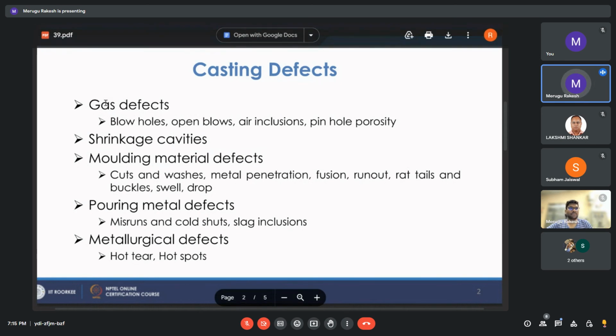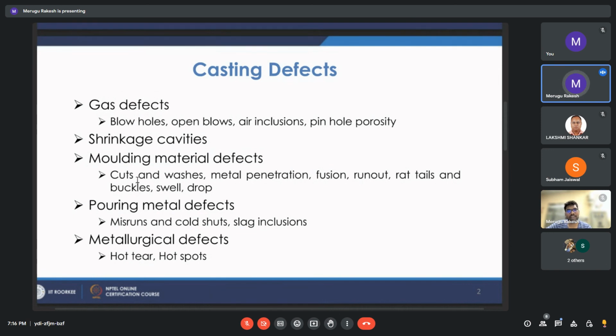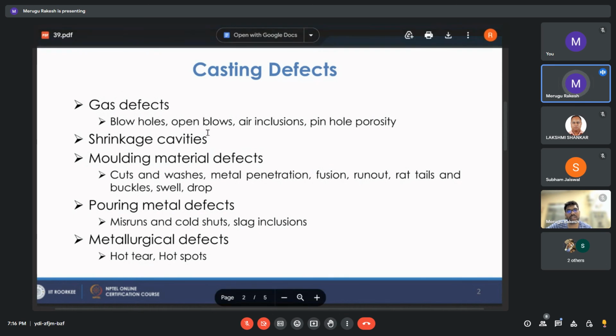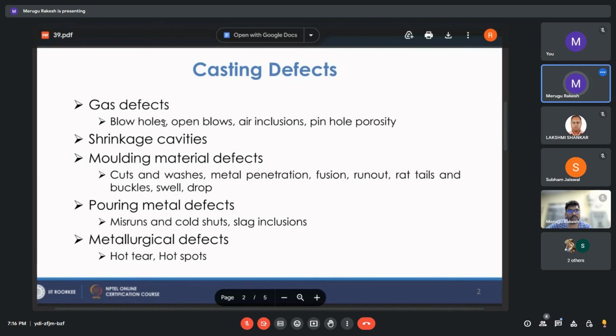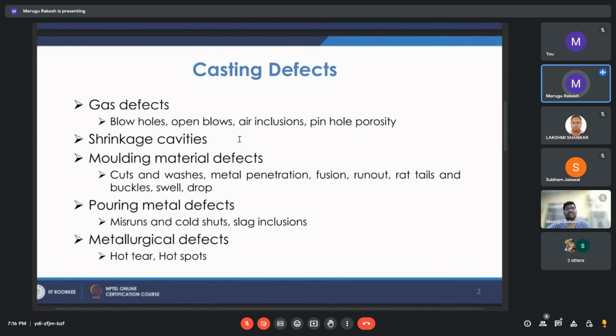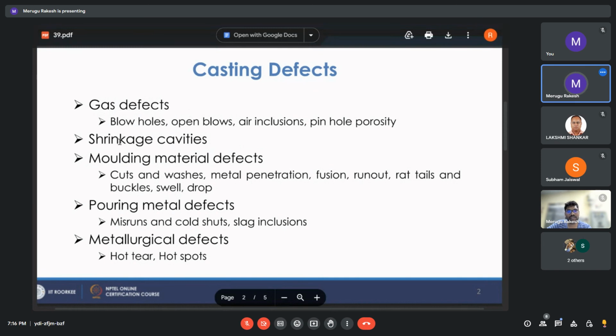So let me start from the first one, gas defects. This happens due to the dissolved gases in the liquid state. The solubility decreases when it transfers to solid, so these gases will try to escape from the mold itself. If we have very good ventilation and the permeability of the sand is good, then the gas can easily escape. But if the permeability is not so good or not correctly designed, the gas ends up in the casting itself, which forms blowholes and open blows.